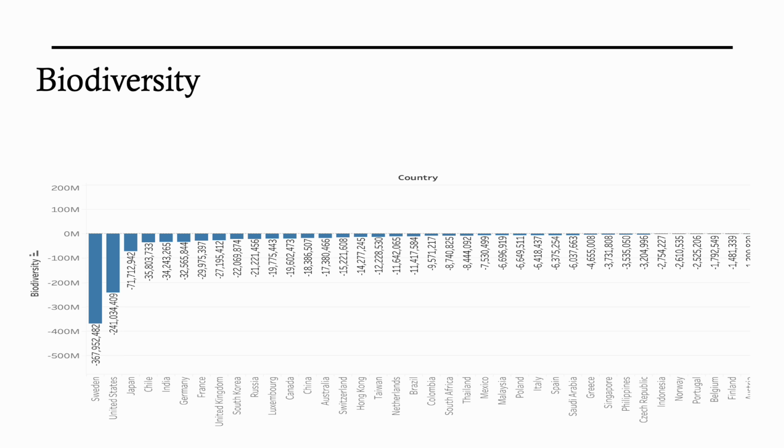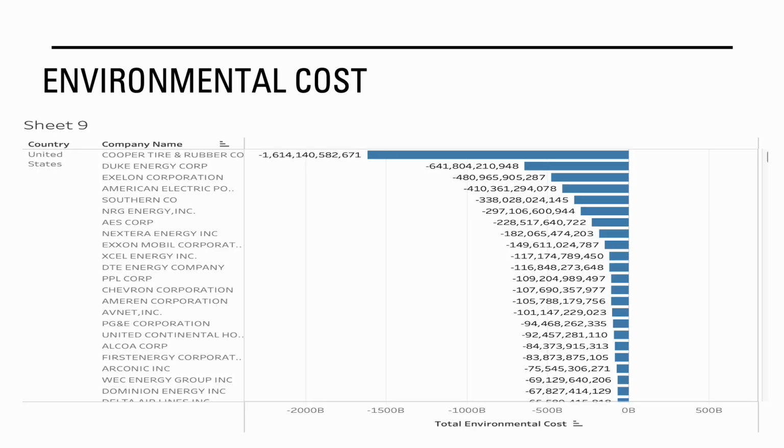Biodiversity represents land use and toxicity. This represents the land use and toxicity of each country that is represented with each bar graph in this data. The environmental cost of this is represented for each business in this data for the United States.